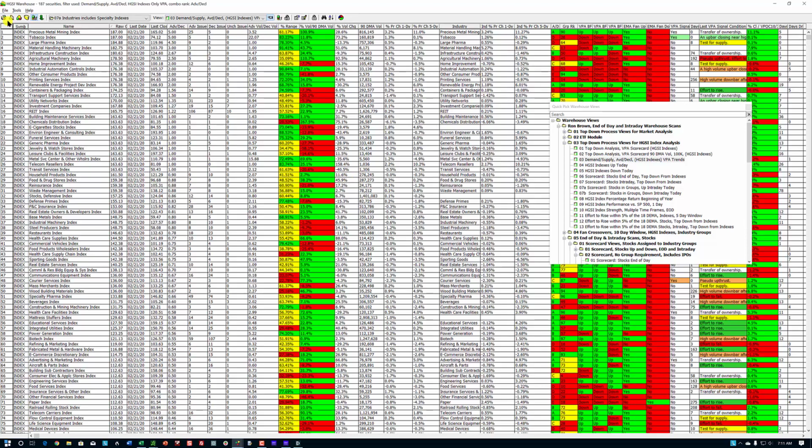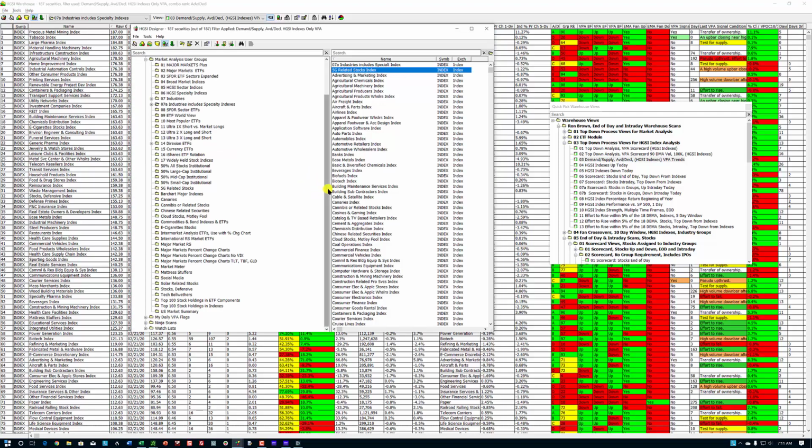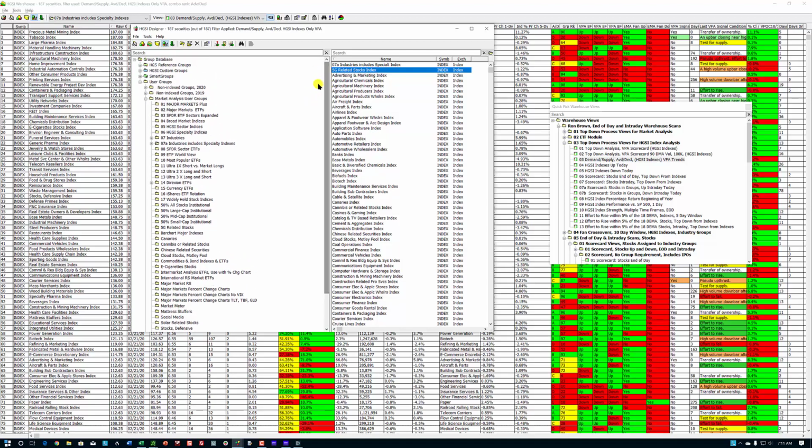Okay, I'm going to go back into the designer, and I believe that's the only change I made in the designer this week. I'm always trying to come up with ideas to make HGSI more efficient and to give us greater insight into the market, and that's what this group is all about.